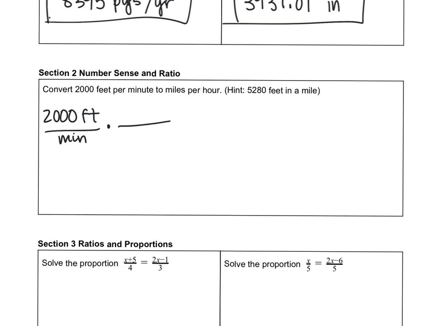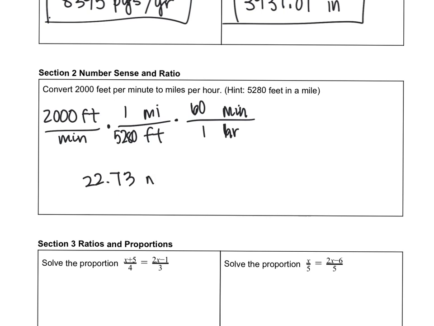I'm going to start with the feet to miles, since that's a one-step conversion, since 1 mile contains 5,280 feet. Okay, so now I work on converting minutes to hours, which is also going to be one step because there are 60 minutes in 1 hour. So we're going to do 2,000 times 60, and then we're going to divide by 5,280. And we're going to get 22.72 repeating, so 22.73 miles per hour.